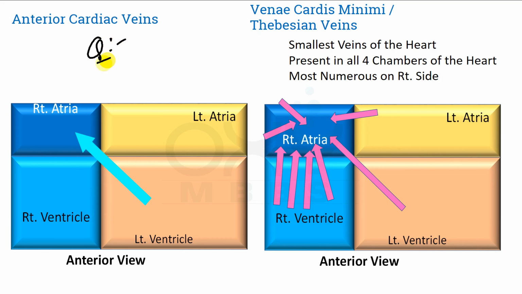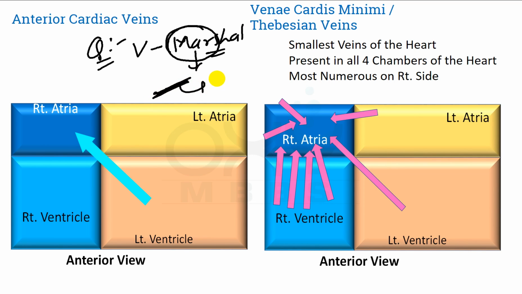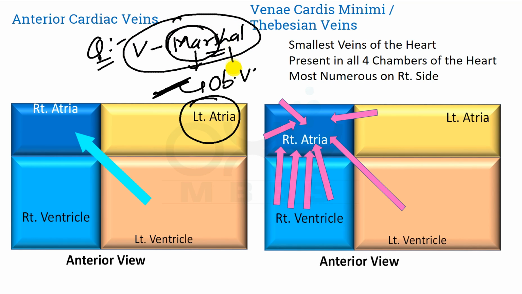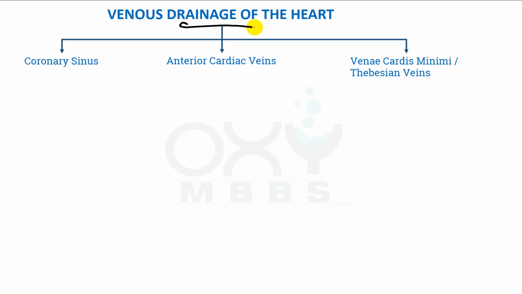Now friends, if I ask you a question, which vein is called the vein of Marshall? So it is the mar, meaning when you beat somebody, then you have to make the rod oblique. So this one is the oblique vein from the left atrium. So friends, in this way you can remember the vein of Marshall is called the oblique vein, and the venae cordis minimae is called the Thebesian veins. So friends, this is all about the venous drainage of the heart.